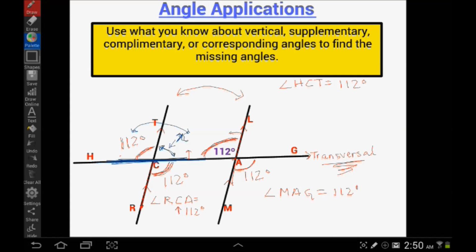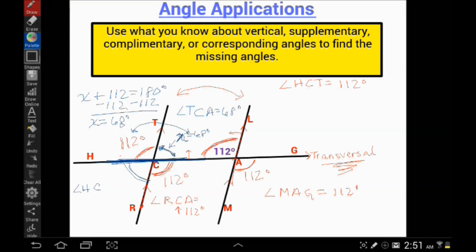Call this x. So all you have to do now is just set up an equation. X plus 112 equals 180 degrees. We're going to take 112 away from both sides, and then you get x equals the difference of 180 minus 112. So that equals 68 degrees. Angle TCA equals 68 degrees. And that is also vertical from this angle right here. So angle HCR equals 68 degrees.